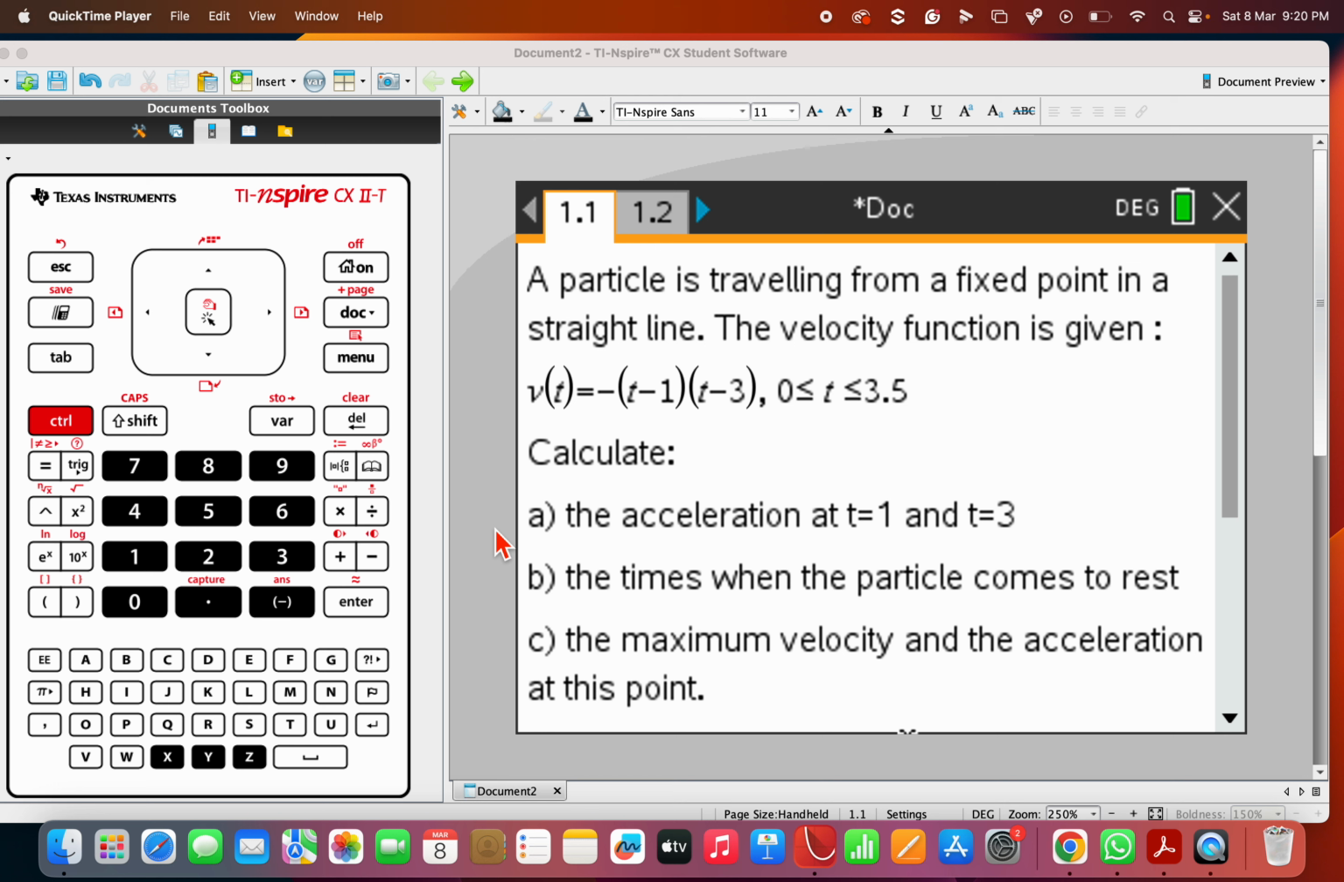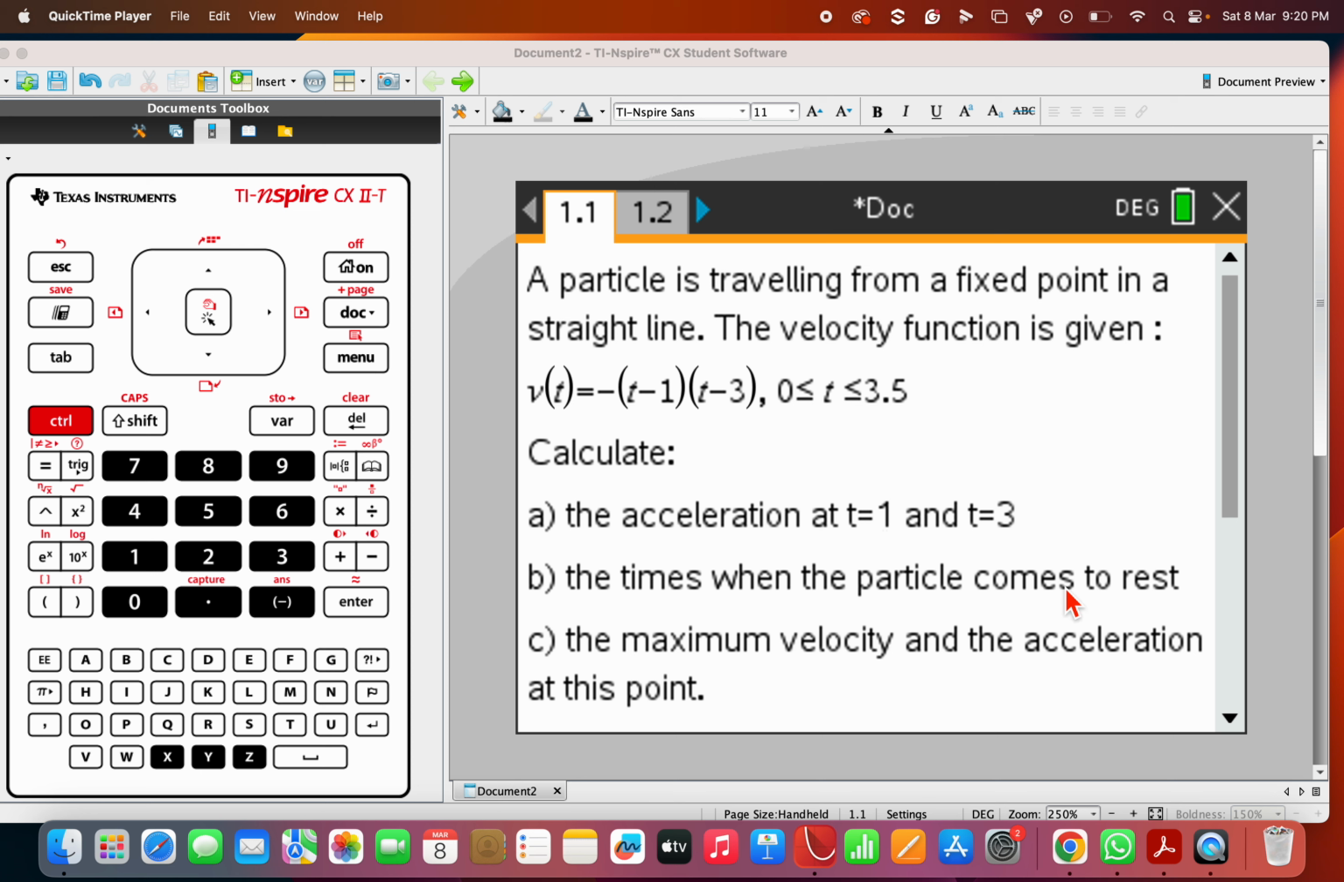Particle kinematics. We're going to draw a velocity time graph and use our TI-Nspire to answer all the questions. So you can imagine what this looks like. It's going to be a quadratic with a negative t squared, so it's going to be concave down, right? We want the acceleration. We'll think about acceleration as rate of change of velocity, so we need the dy by dx tool.